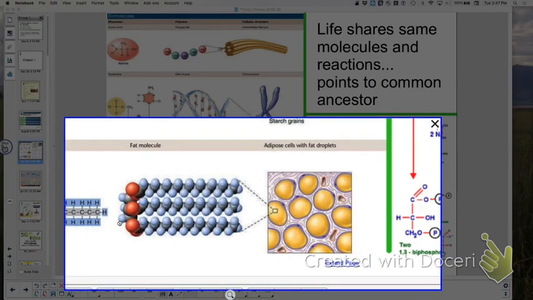Yay, fat. Okay, what does this represent? What is this? Glycerol. What are these? Fatty acid chains. Good. It looks very straight. What kind of fatty acid chain is this? Saturated. Good. All right.